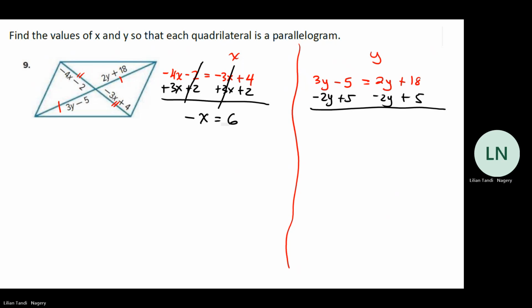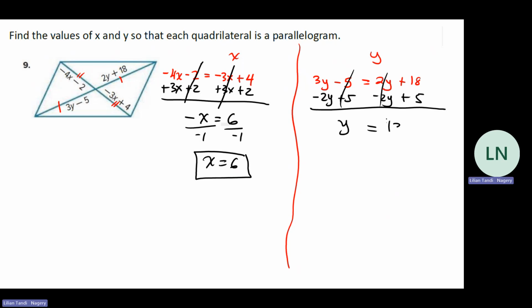Okay? Then we divide by negative 1. x is negative 6. Okay, goes, goes. y is equal to 23. Okay, and you box your answer. Okay, we move on.